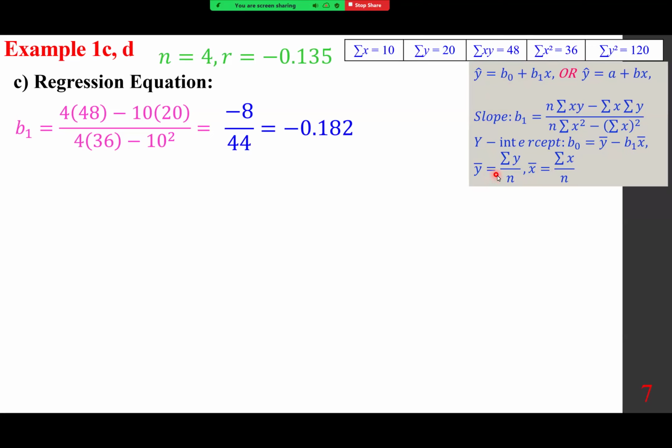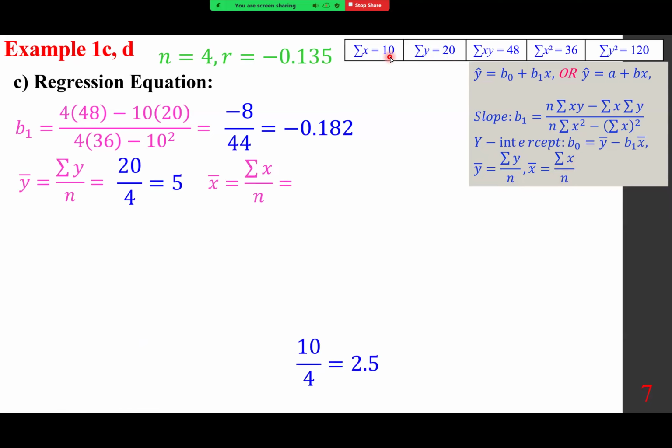And so X bar and Y bar: remember, summation of X divided by 4 is X bar. Summation of Y, 20 divided by 4, is Y bar. So this one, we use number 20 divided by 4. And this one, we use number 10 divided by 4. See, basically every calculation is done for us, so the rest becomes fairly simple. And therefore, B sub 0 is Y bar, which is 5.